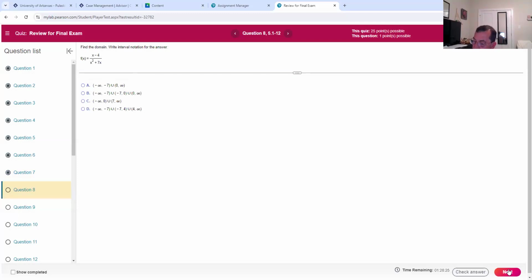And y'all, what's next? A domain. All right, y'all, so let me write this one down. F of x equals x minus 4 over x squared plus 7x. All right, I'm going to do this one by hand, and let's see. They want it in interval notation, okay?